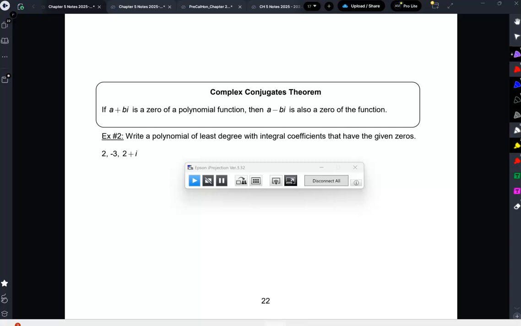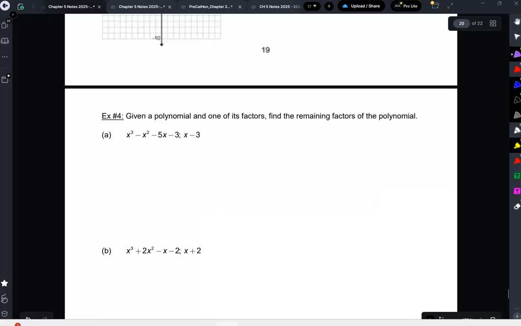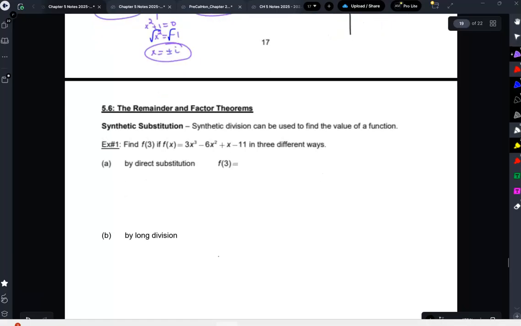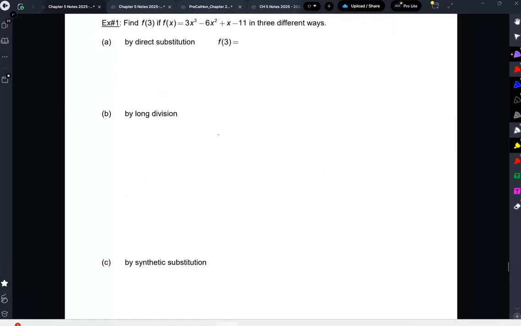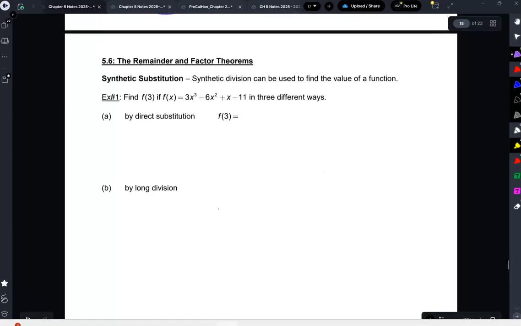We are starting on page, what? 18. Okay? All right. Now, we're going to talk first about synthetic substitution. This is used to find the value of a function.